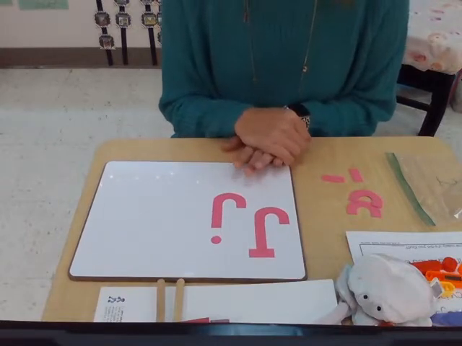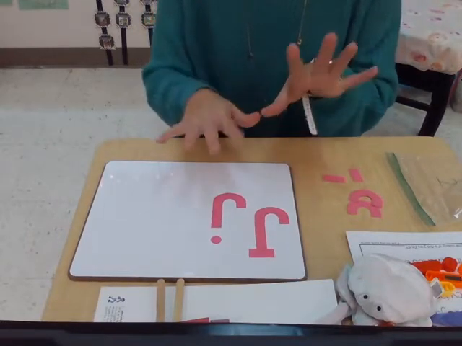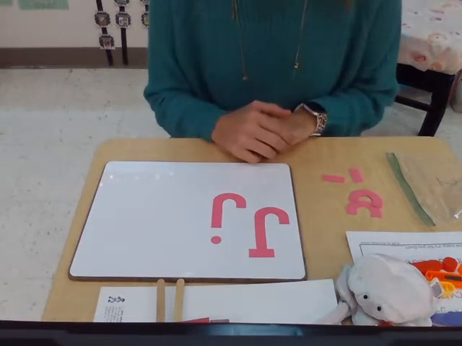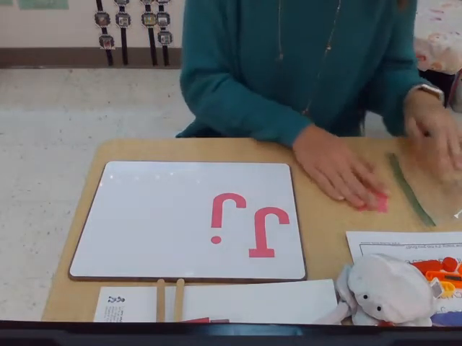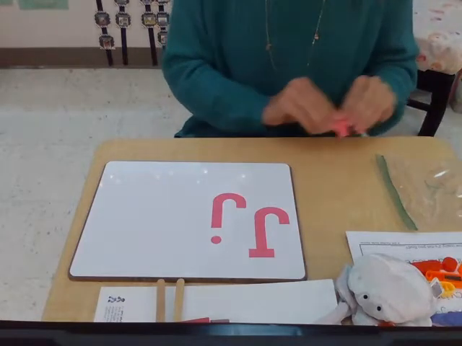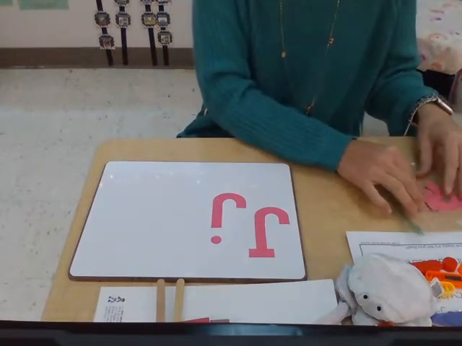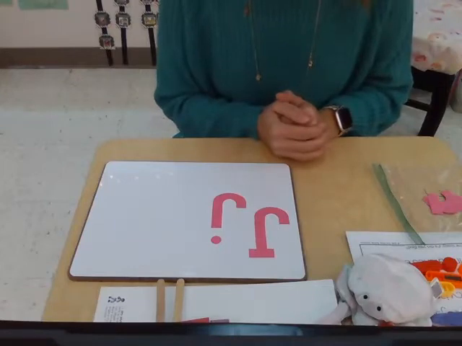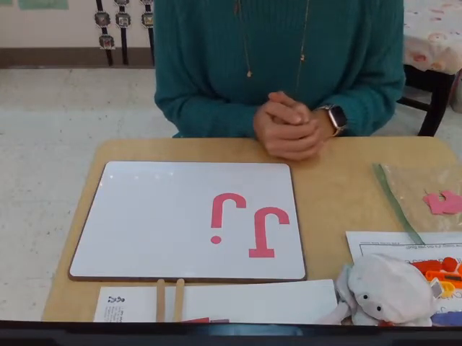And one more time, what does J say? J, j, j. Very good. So we'll give you enough time to finish building your J's. And then when we're finished, we're going to clear our board and we're going to practice writing it.